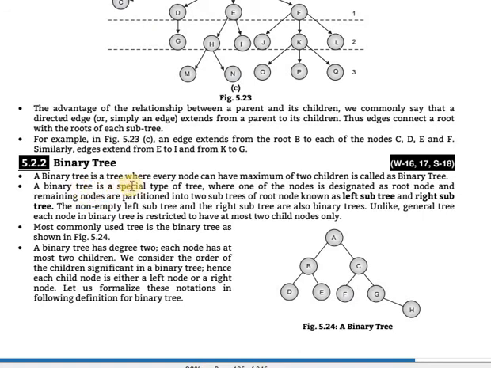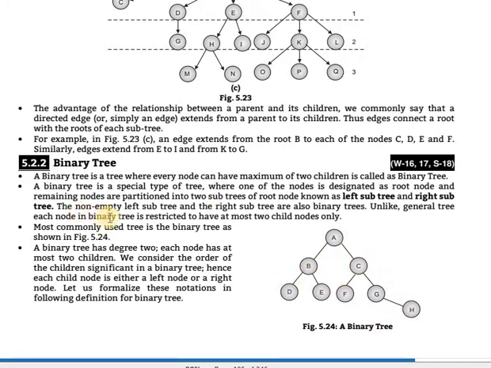A binary tree is a tree where every node can have a maximum of 2 children. A binary tree is a special type of tree where one of the nodes is designated as the root node and the remaining nodes are partitioned into 2 subtrees of the root node, known as the left subtree and right subtree. So this is the node A, this is the left subtree and this is the right subtree.